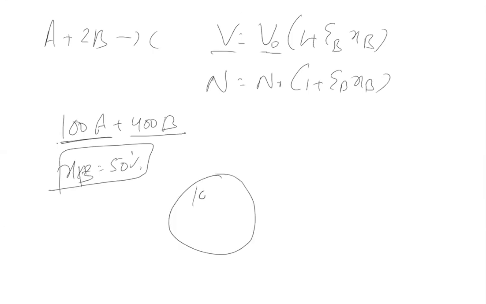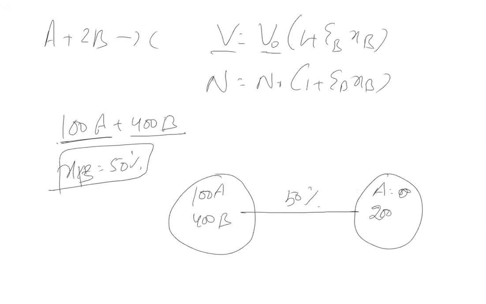That is why I have taken XB as 50%. Then I have 100 A, 400 B, which is 50% conversion of B. Then my A will be 0, my B will be 200 B left, and 100 C is formed. Then the moles here are 300 and the moles initially are 500. Now you substitute here: 300 here, 500 here, 1 plus EB into 0.5. I am not taking 100% conversion, no? Then what happens here?